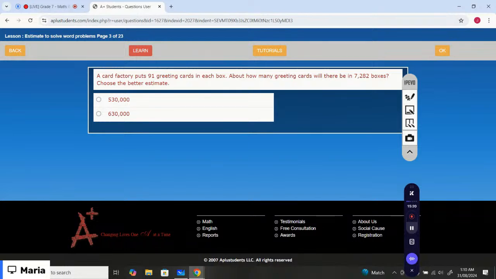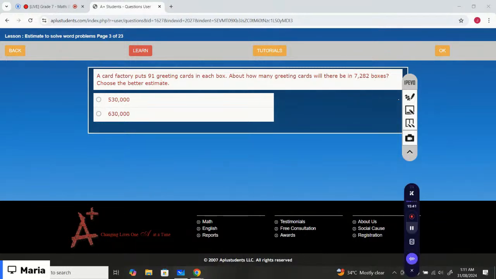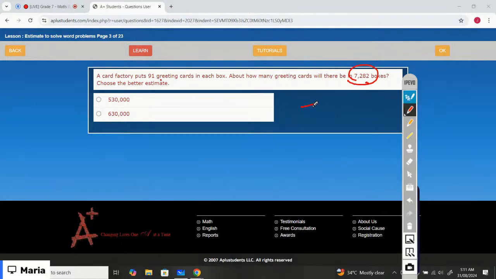You have to multiply them, right? Because you are given the factory put 91 greeting cards in each box and they made the boxes that are 7,282. You have to calculate how many cards they made, right? So that means you need to multiply 7,000 the boxes with the number of cards in them, right? Because you need to calculate the total cards. So here you have 7,282. So you can estimate 7,282 to 9,000 and 91 is estimated to 90.